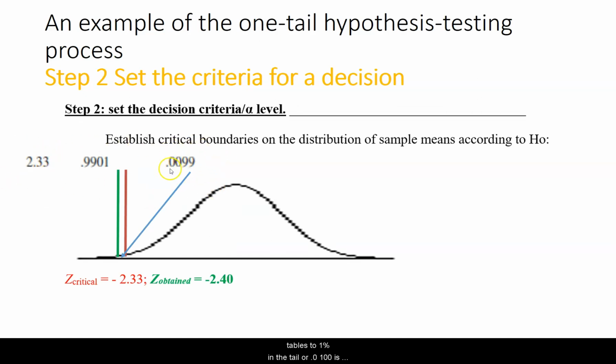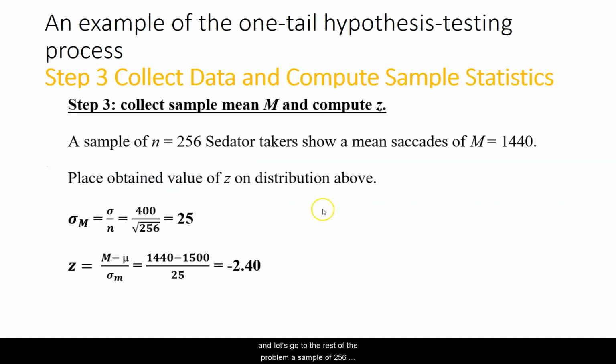As close as I can get on the Z tables to 1% in the tail, or 0.0100, is 0.0099. That's as close as I can get. So I hope you'll inspect the tables and agree with me that that's as close as we can get with respect to that critical value, and therefore it's 2.33. Now let's go through the rest of the problem.